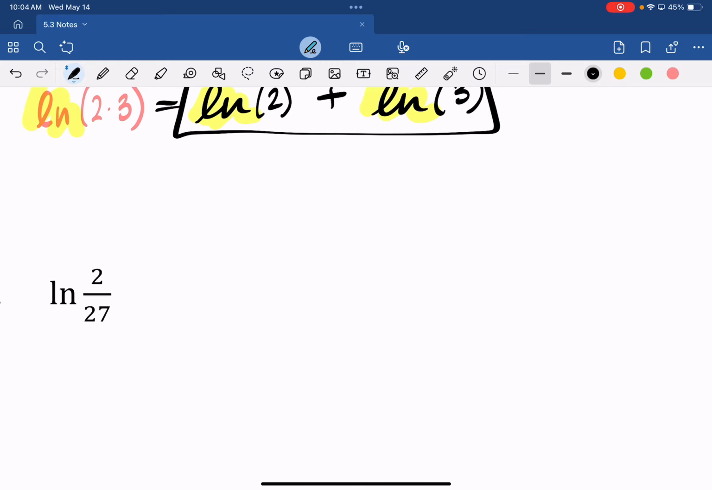Okay, I have ln of 2 over 27. What rule can I use here? 1, 2, or 3? The quotient property. What is the quotient property there? You're going to subtract them. Right. I leave my base the same. What goes first, the 2 or 27? The 2. Wait, but it says write each logarithm in terms of 2 and 3.